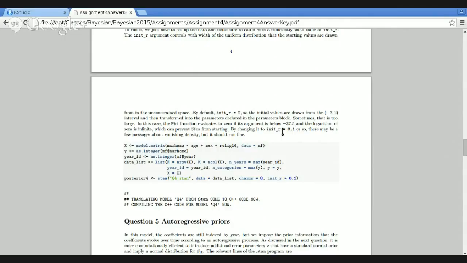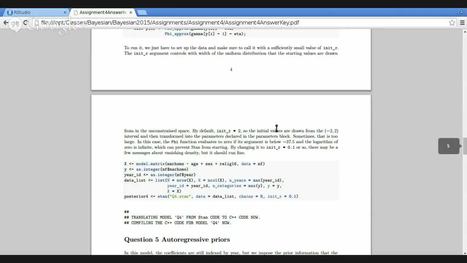And so if your eta minus the gamma, or gamma minus the eta, for any observation goes below -37.5, phi is going to return a 0. And then when you get to the next piece, I didn't actually put the next piece into the PDF, where you do increment log prob log of p. If any of those p's are 0 as far as the computer is concerned, then it's going to be the logarithm of 0, which is going to return -infinity. And then it's going to add some things that involve -infinity. That's just going to be -infinity, and it can't get initialized.